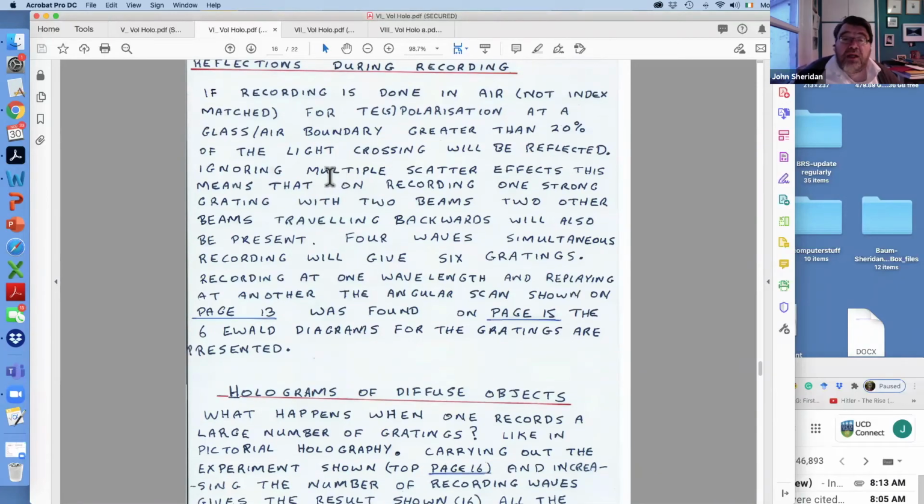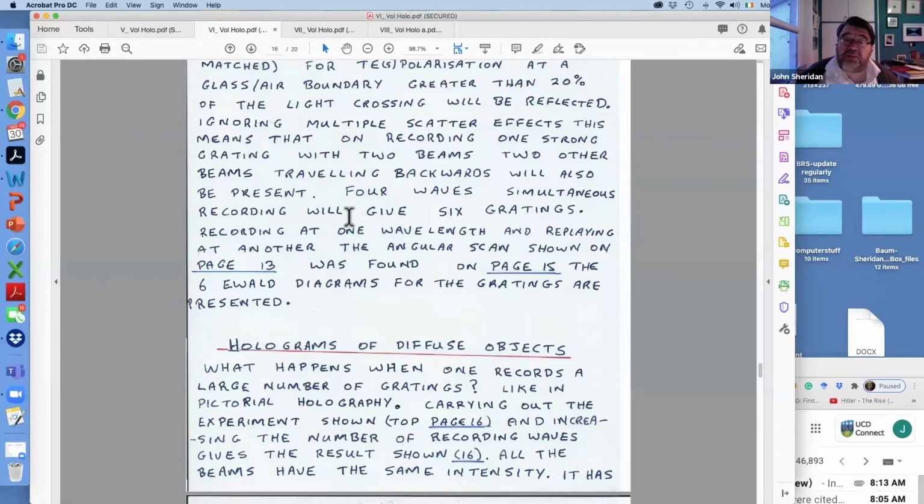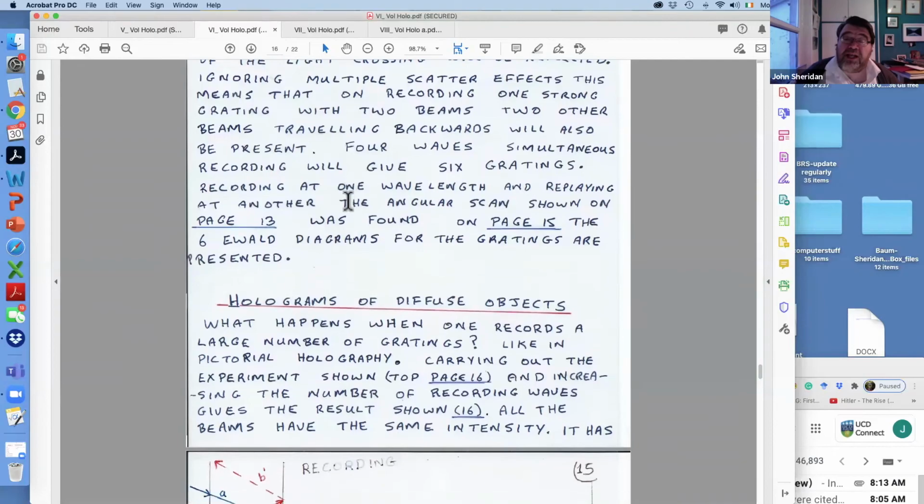So 20% of the amplitude of the light crossing will be reflected, ignoring multiple scatter effects. This means we don't worry about the light bouncing back and forth between the two boundaries. Typically, one boundary of the hologram is going to be on a material which has a close refractive index, like a substrate such as glass or plastic. So we only really worry about a reflection at one boundary, and often it depends on how we actually expose the beam. This means that on recording, one strong grating with two beams, and two other beams traveling backwards will also be present. This is the diagram I showed you at the end of the last lecture.